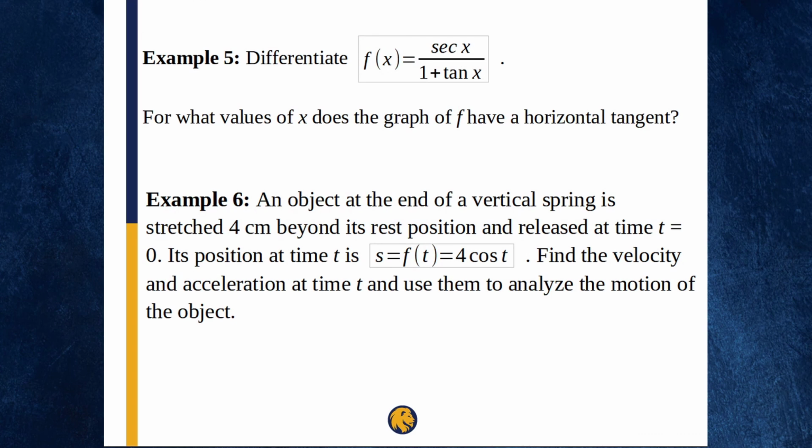Now, for example 6, we're going to be looking at a situation that says an object at the end of a vertical spring is stretched 4 centimeters beyond its resting position and released at time t equals 0. Its position at time t is s equals f of t equals 4 cosine t. Find the velocity and acceleration at time t, and we're going to use that to analyze how the object is in motion.